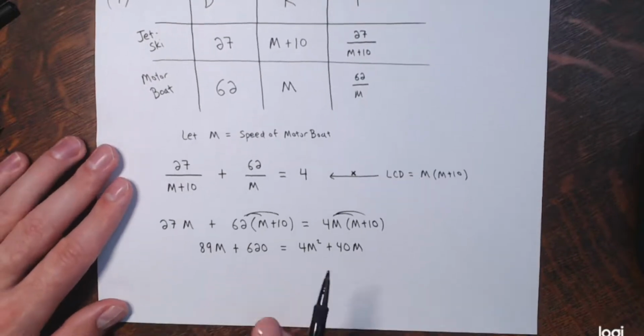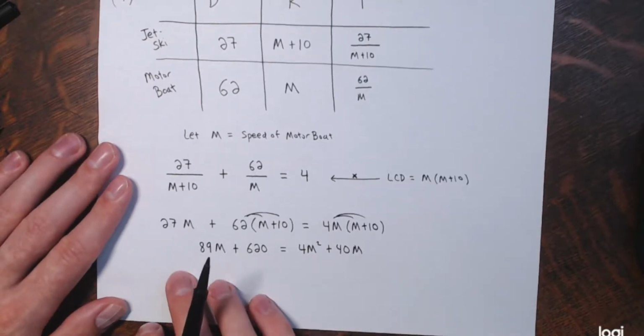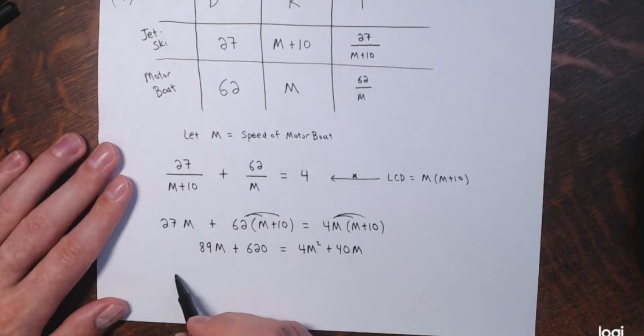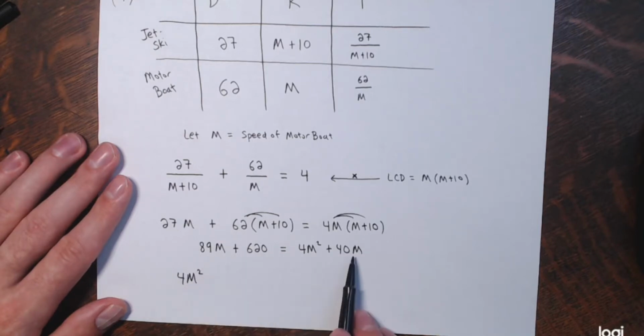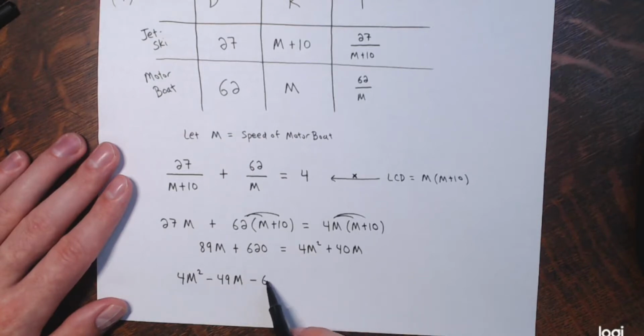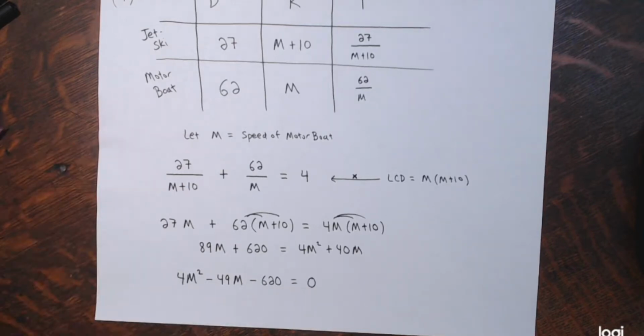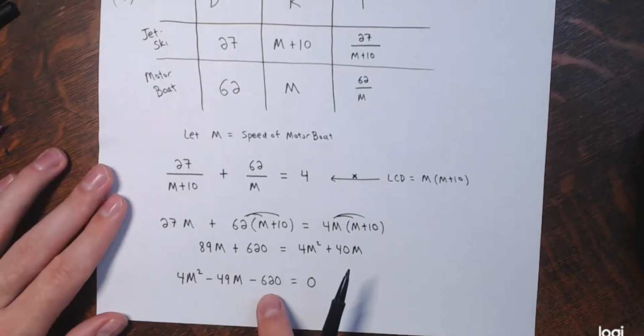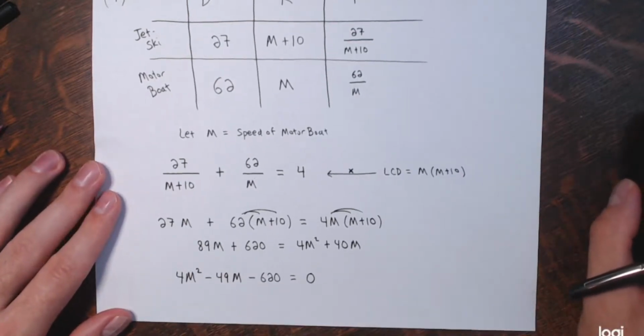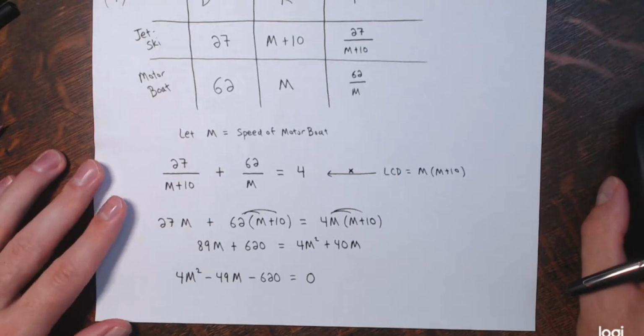And then I'll take everything to one side, and again, I like having stuff on the left, so I'm going to put this over here. I got 4m squared, and then I would subtract 89m to get minus 49m, and then subtract 620. So I have everything on one side, 0 on the other. And then I'll try factoring this polynomial here, 4m squared minus 49m minus 620.